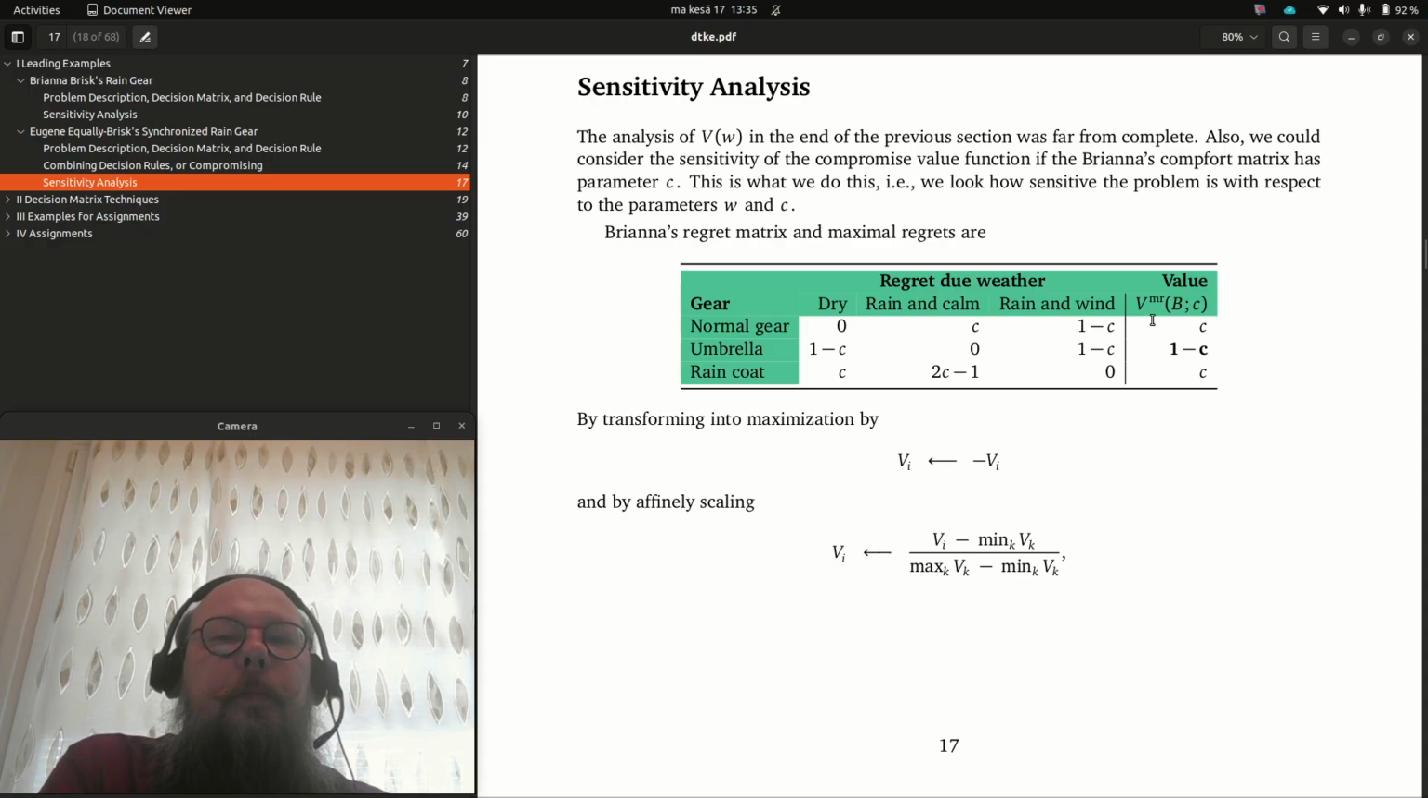in the subjective scale. So what we have to do, we have to take this, we have to transform it as a maximization, so multiply by -1, so there is nothing more to do here, that's easy. So we get minus C, C minus 1, minus C, and then we do the affine scaling. So we take this value Vi, subtract the minimal value, and then divide it by the maximal value minus minimal value, which scales it to 0, 1, yes.